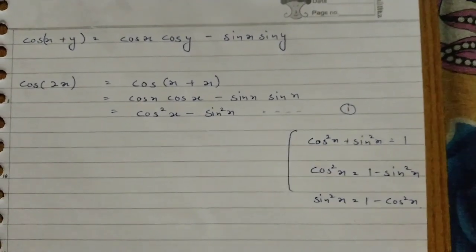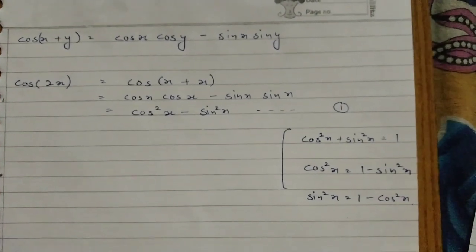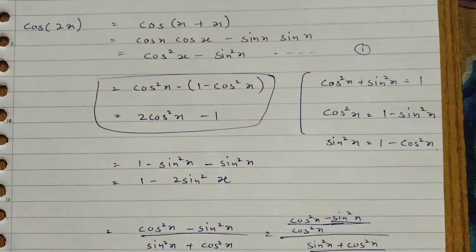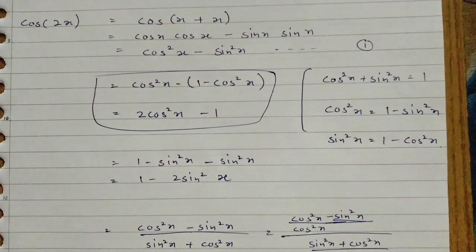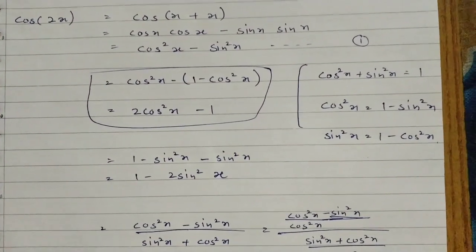So first we make it in the form of cos. First of all, we write cos 2x is equal to cos square x minus sin square x.